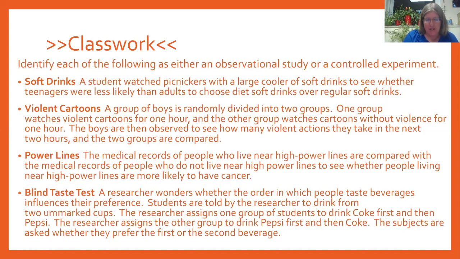All right, blind taste test. A researcher wonders whether the order in which people taste beverages influences their preference. Students are told by the researcher to drink from 2 unmarked cups. The researcher assigns one group of students to drink Coke first and then Pepsi. The other group drinks Pepsi first and then Coke. And then the students are asked which beverage they prefer.